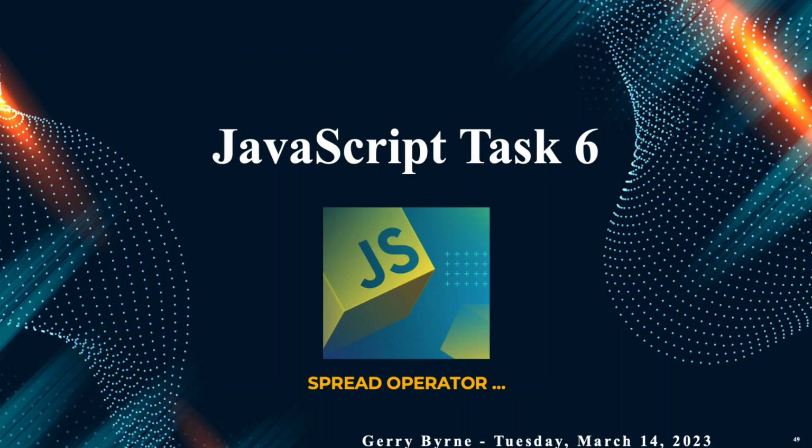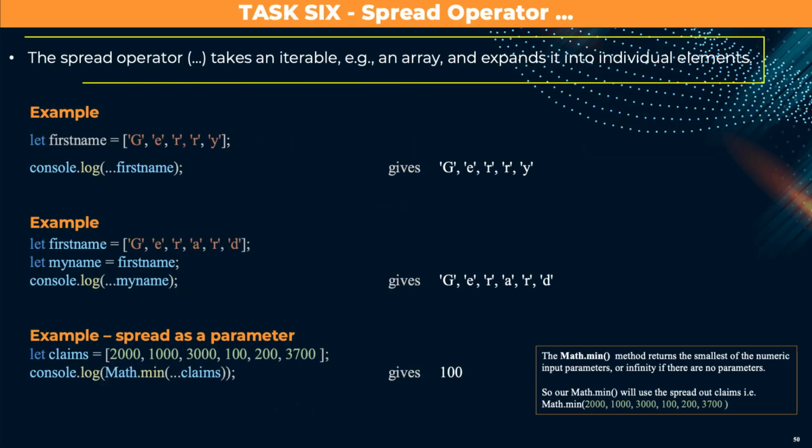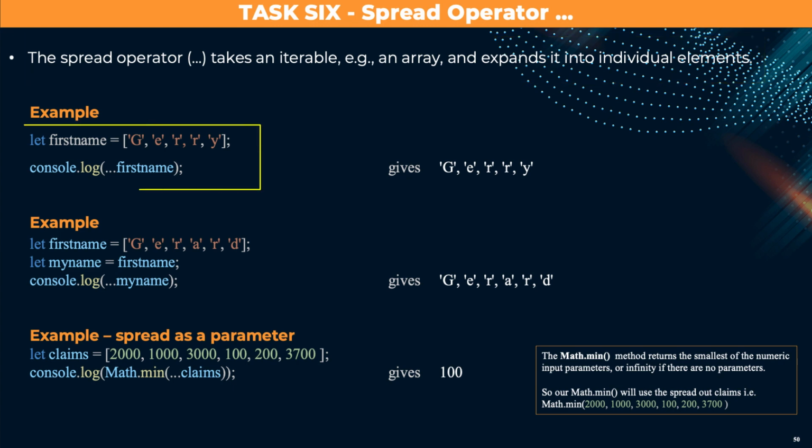Task 6 in our Extend Our JavaScript knowledge is the spread operator, which is widely used. The spread operator, which is three dots, takes an iterable, for example, an array, and expands it into individual items. In our first example, which we'll code, we say let first name equals, and then an array which holds 1, 2, 3, 4, 5 different characters.